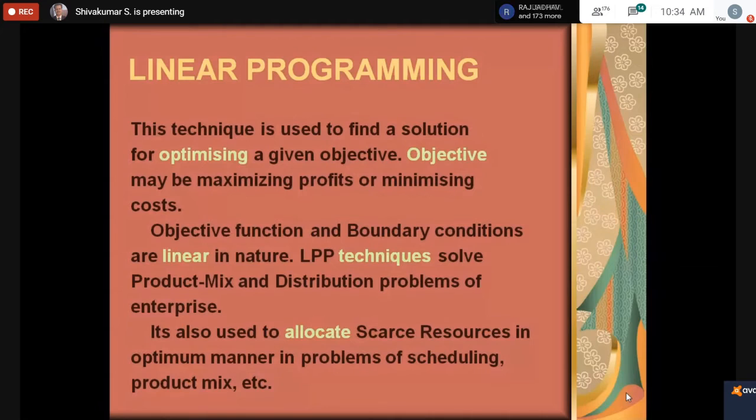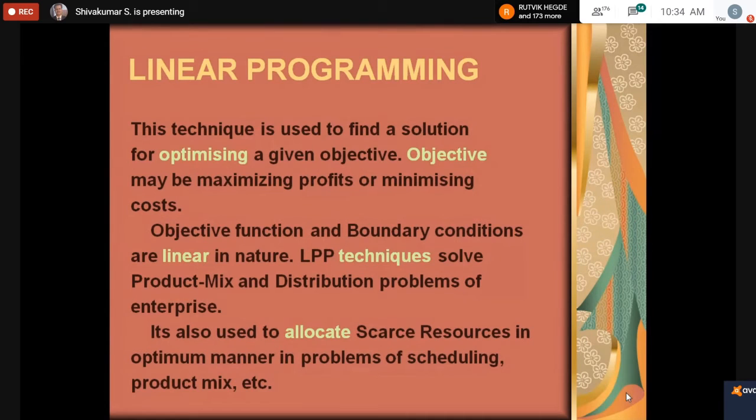The first technique, linear programming, I'm going to deal with in detail in the next class, from 11 o'clock. Till then, for 5 minutes, I'm going to take this LPP and these techniques only. In linear programming, the technique is used to find a solution for optimizing a given objective. The objective may be maximizing profits or minimizing costs.